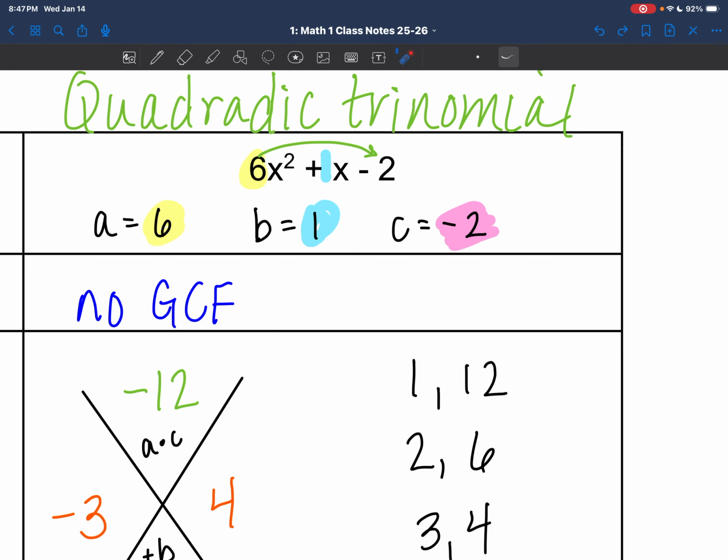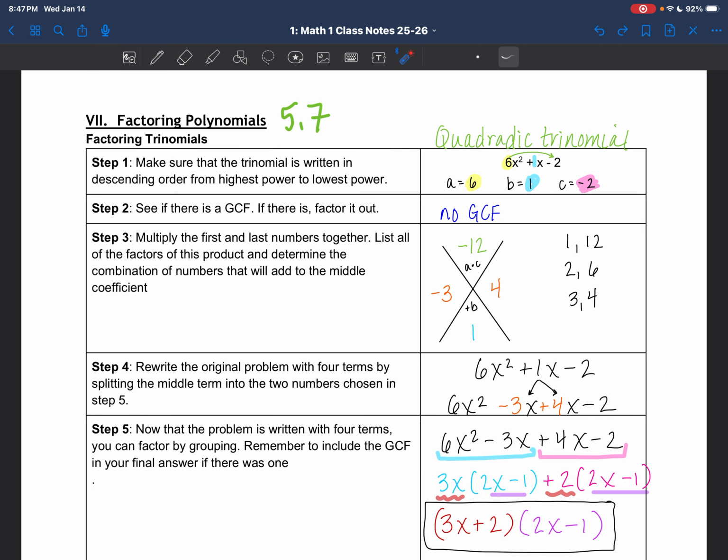So once we know those, here are the steps. First, we always see if there's a GCF. If there is, factor it out. In this case, there's no GCF, so we don't have to do that step. Now we're going to multiply the first and last numbers together, list the factors of the product, and determine which combination will add to the middle.